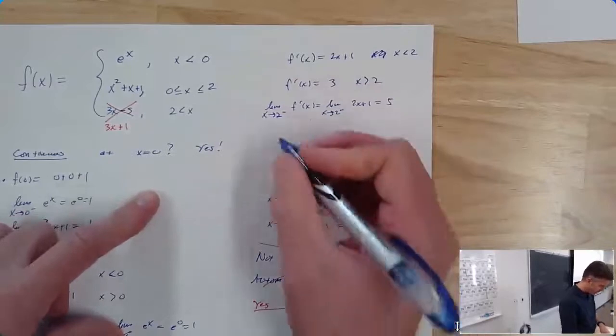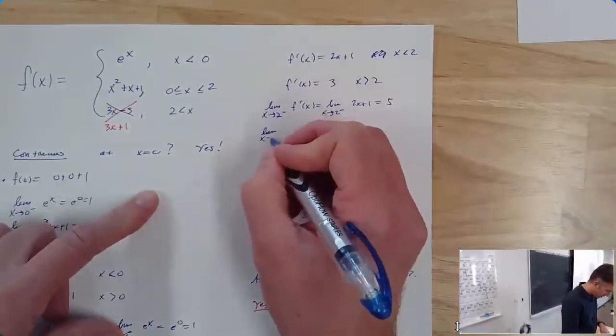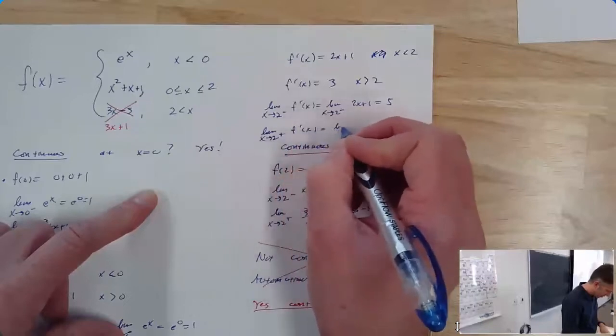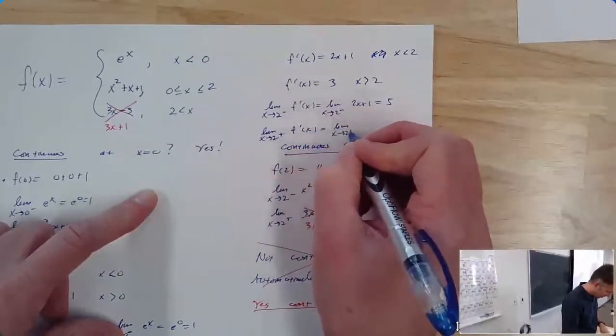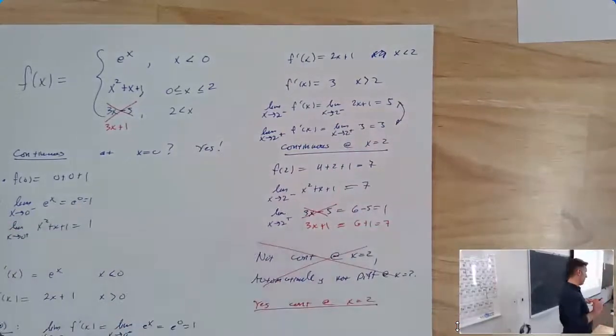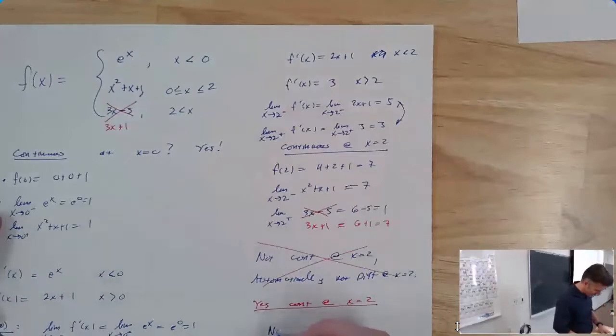Whereas on the other side, the limit as x approaches 2 from the right of f prime of x is the limit as x approaches 2 from the right of 3. And the limit of 3 is just 3, and those aren't the same. So the limit from the right and the limit from the left aren't the same. The limit overall doesn't exist, which means the limit of the derivative doesn't exist. So this function is not differentiable at x equals 2.